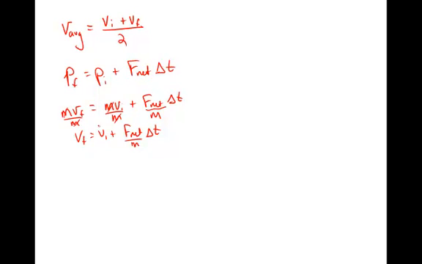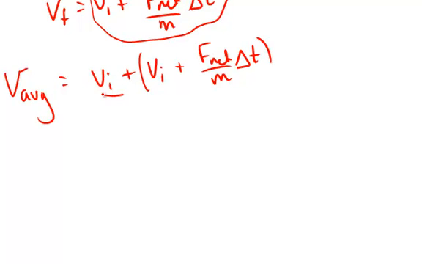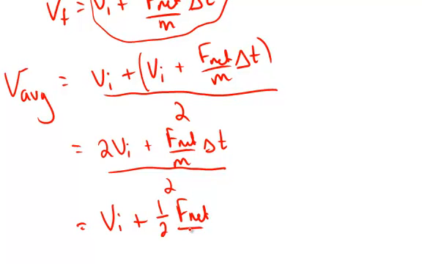All right, so what I'm going to do is plug this equation in for v final right there to get an equation for v average. So v average is equal to v initial plus v initial plus F net over m delta t, all over 2. So v initial plus v initial gives me 2 v initial, plus F net over m delta t, all over 2. And let me go ahead and distribute this factor of 1 over 2. And this will give me v initial plus 1/2 F net over m delta t. So that's my v average.